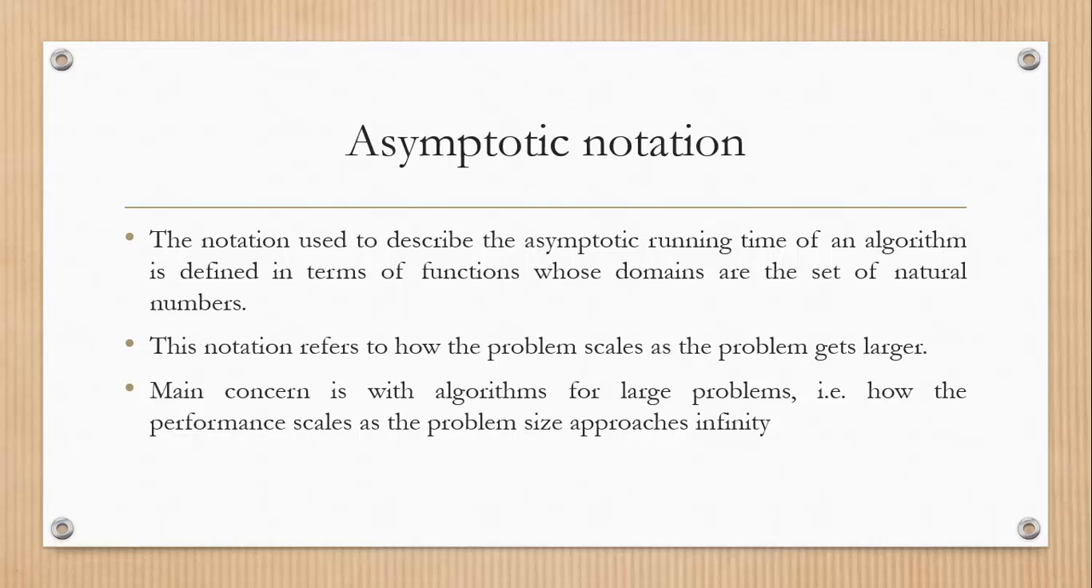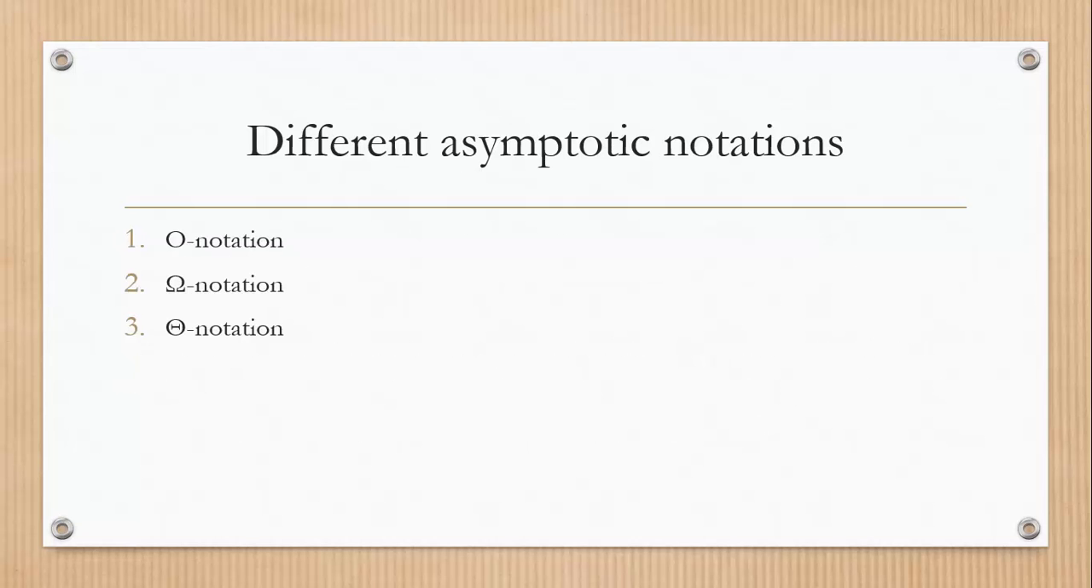Different asymptotic notations are big O notation, second big omega notation, and third big theta notation, which we will discuss in the next video.